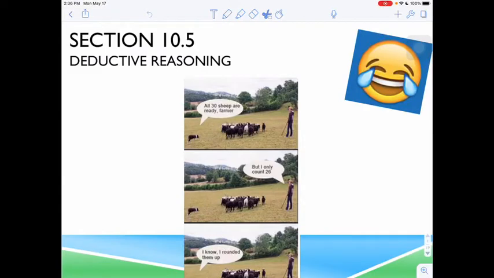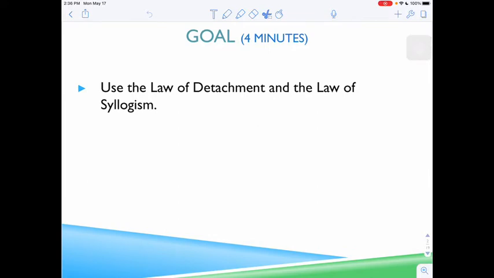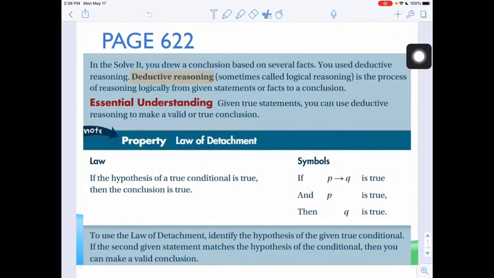Section 10.5 is deductive reasoning. Our goal is to use the law of detachment and the law of syllogism. On page 622, in the Solve It, you drew a conclusion based on several facts.